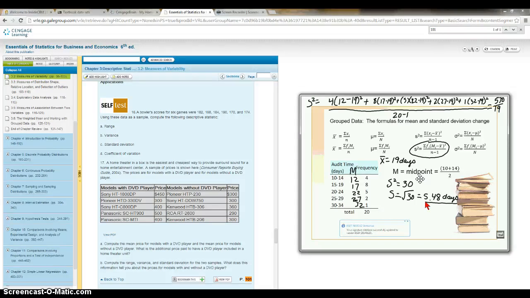So do you guys see what's happening? Any questions? Jessica, you have a question? Yeah, after the 8 times 17 minus 19, what does it say? So I take my frequency, which is 5, and I multiply by 22 minus 19 squared. And then the next one would be 2 times 27 minus 19 squared. So you always take the midpoint, and you're subtracting the mean from it. Okay? Any questions on this one? Ask it.